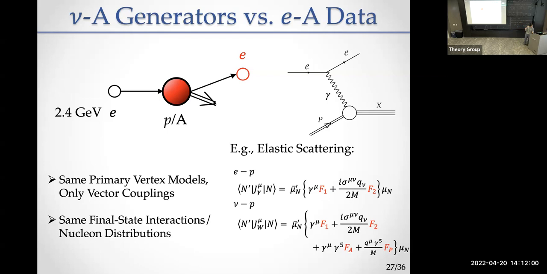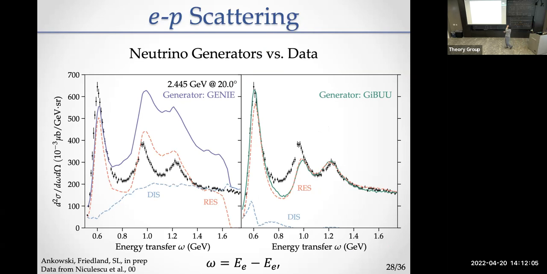So for instance, here I show a set of electron-proton scattering data. The data are the black points with error bars in both panels. The benefit is that the data quality is super high. The measurements are really fine in energy transfer, and the error bars are tiny. Another important thing is that because you can select the phase space so carefully, it clearly reveals the underlying interaction mechanism. In this case, I use a 2.4 GeV beam at a scattering angle of 20 degrees. And you see three large peaks, which clearly are resonance production regions.